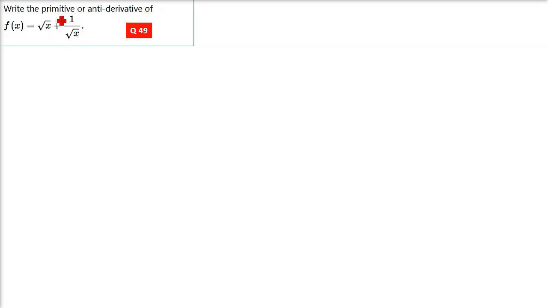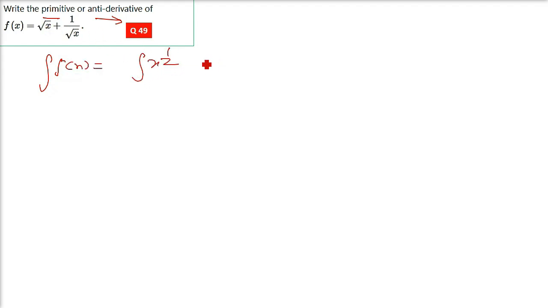Other things I have already told you. Write the primitive and antiderivative. These are just jargons or words. Primitive and antiderivative just means we are talking about what? It is just the integration. So you just have to integrate this one. Antiderivative, primitive is just integration. Integration of f x. So you are going to integrate this one.